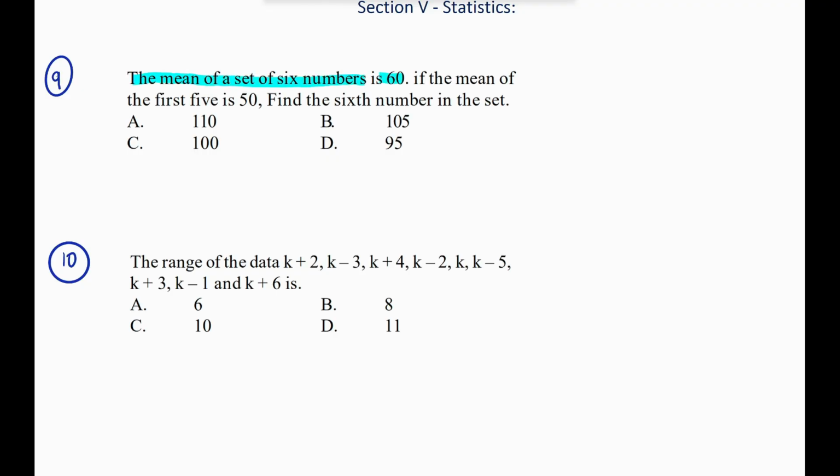If the mean of the first five is 50, find the sixth number. So this is basically what problems involving mean look like. When we talk about mean, mean is basically the sum of all the values divided by the number of values, right?